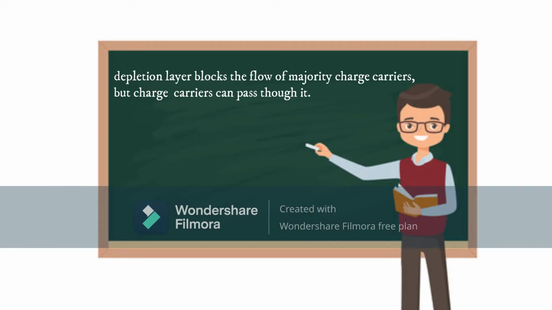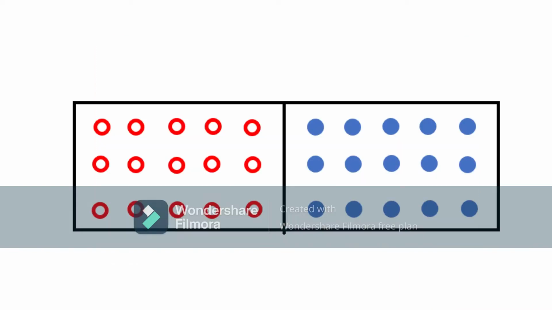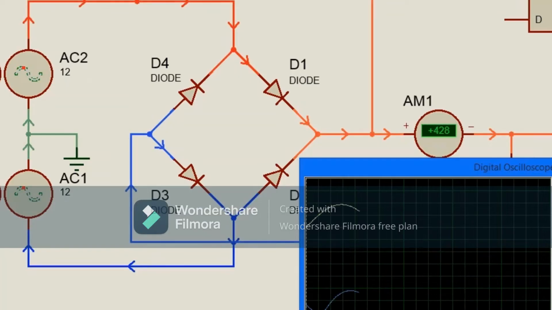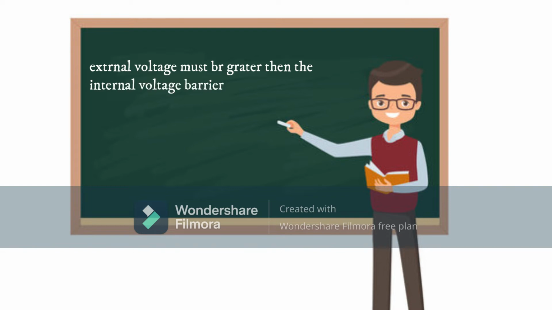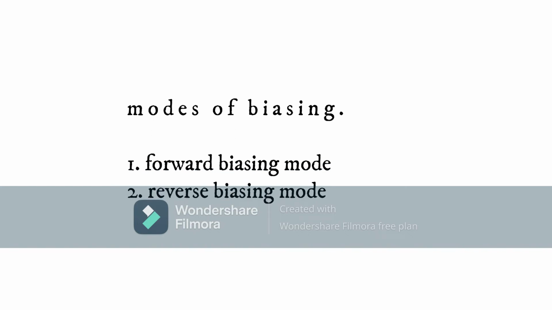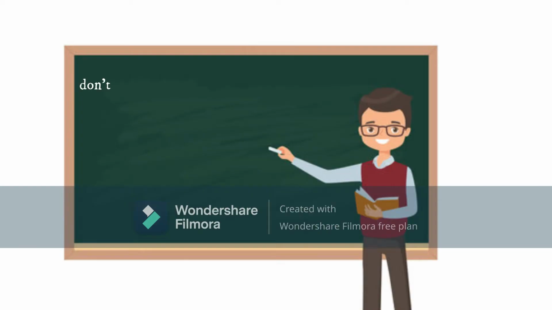This blocks the flow of majority charge carriers by acting as a resistance for them, but minority charges can pass through this barrier. In order to pass current through this diode or p-n junction, the external applied voltage must be greater than the internal voltage barrier. The process of applying external voltage is called biasing. A diode can be biased in two ways. The two modes of biasing are known as forward biasing and reverse biasing. Let's understand forward biasing.